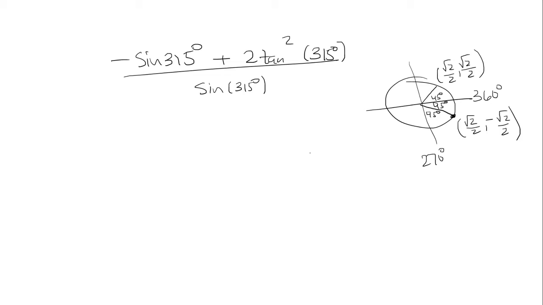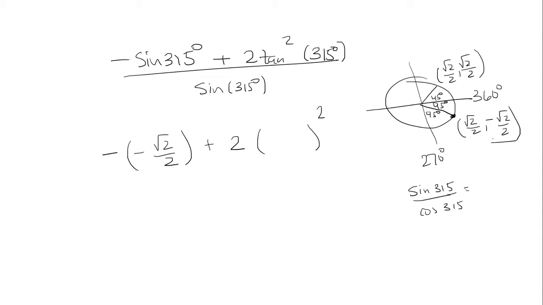Okay, now we can solve this. So negative sine 315 degrees. We know that sine of 315 is the y value, which is negative root 2 over 2, plus 2. Now, we have to square tangent of 315 degrees. Tangent is sine over cosine. So it's basically sine of 315 over cosine of 315.